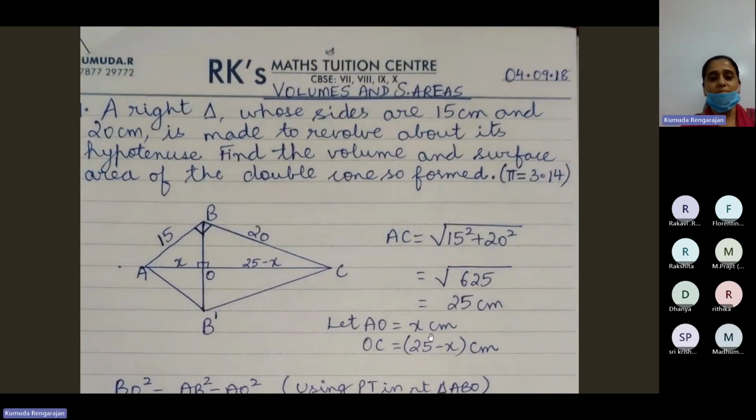Don't draw the figure, children. Please write down the question alone. A right triangle whose sides are 15 centimeters and 20 centimeters is made to revolve about its hypotenuse. Find the volume and the surface area of the double cone so formed. Please write the question alone.